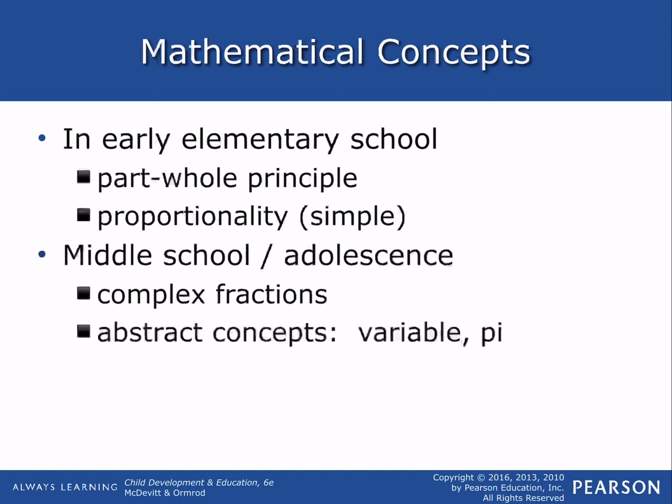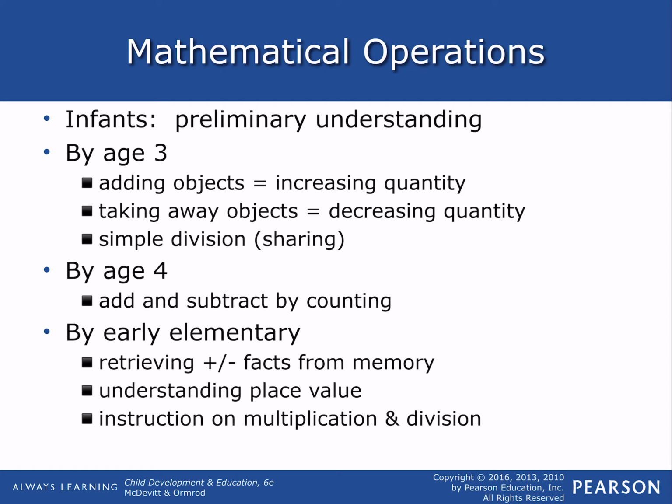Middle school and adolescence, then we talk about fractions, complex fractions, and then abstract concepts like variables and things like pi, all of those more abstractions into numbers that don't necessarily have a correlate until you get to something like physics. That's why I always liked physics, because it was applied math. I could almost see the math, and that made so much more sense to me than just your basic algebra equation.